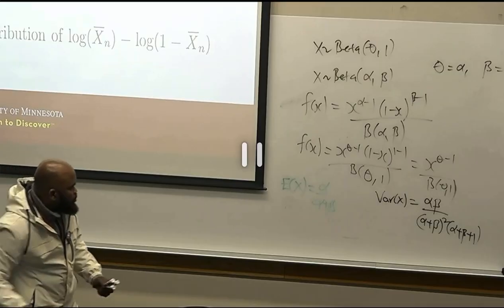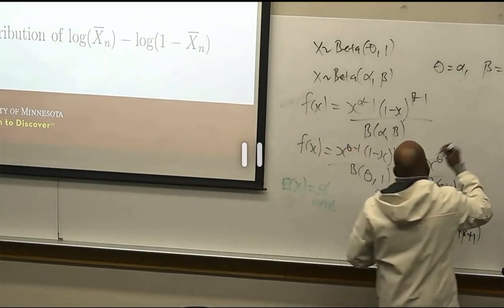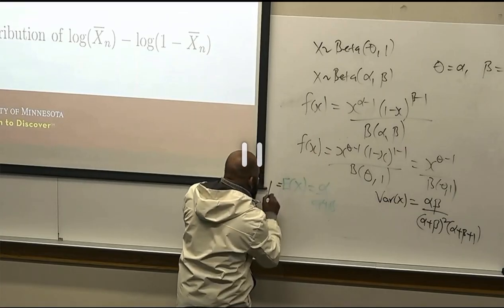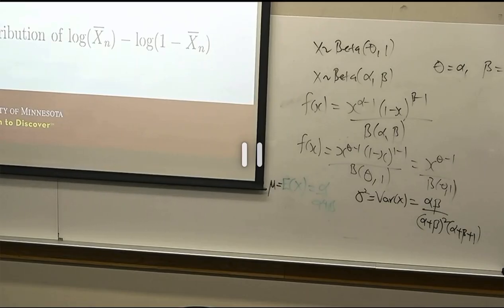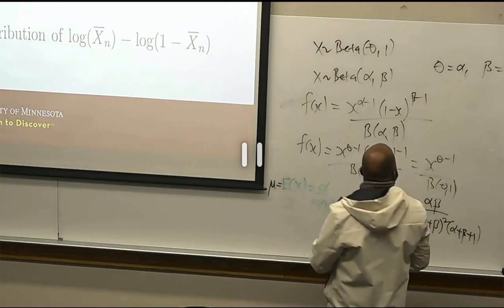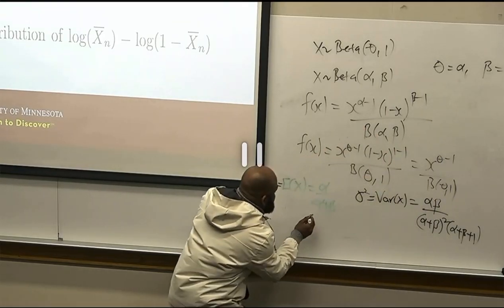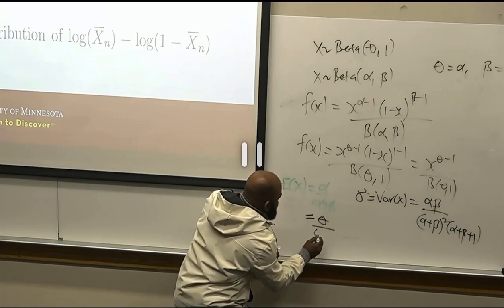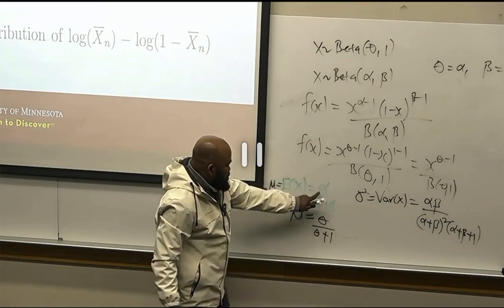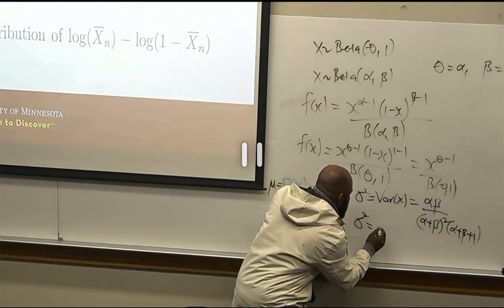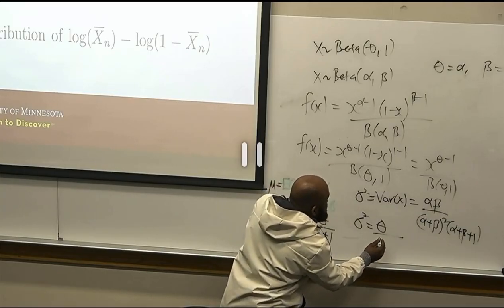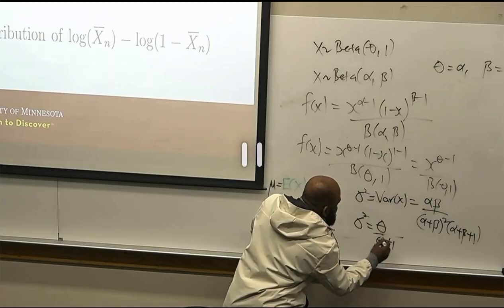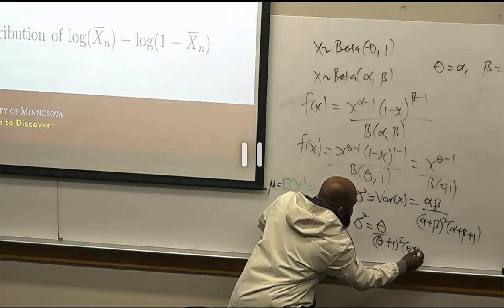Yep, that is it. Now, do you know what happened? What we're looking for, the mu and the sigma squared, that we're going to plug in here. Since we know this is alpha over alpha plus beta, and theta equals that, it means I have theta divided by theta plus 1. Then here, I get theta divided by alpha and beta, which would be theta plus 1 squared times theta plus 2.